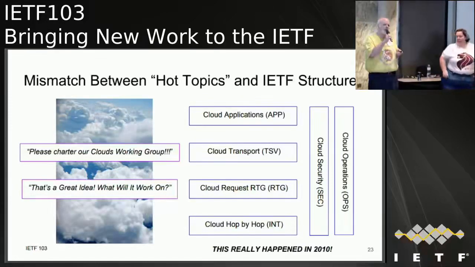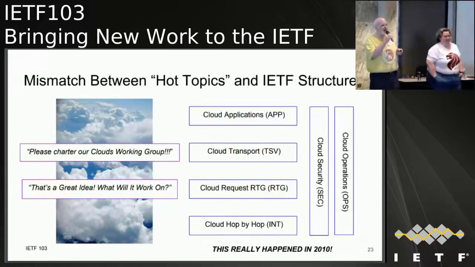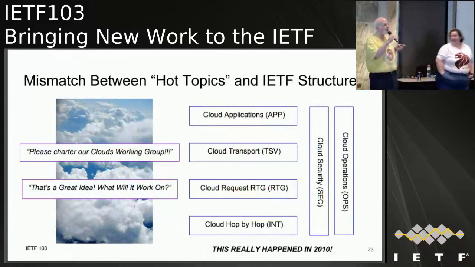Well, they're going to be cloud application, cloud transport, cloud request routing, cloud hop-by-hop stuff, cloud security, cloud operations that mapped onto 6 different IETF areas. We struggle with stuff that maps into 2, and that's now. This was in 2010. So this really happened. And for extra credit, there was a proposal to do this that went to the IESG in the IETF, and about 2 days later, there was a proposal that went to the IRTF to do about 80% of the same work, to create a proposed research group. So it's like, well, this is what it looks like when somebody didn't break things down and make it something that we knew how to proceed with, knew how to charter.